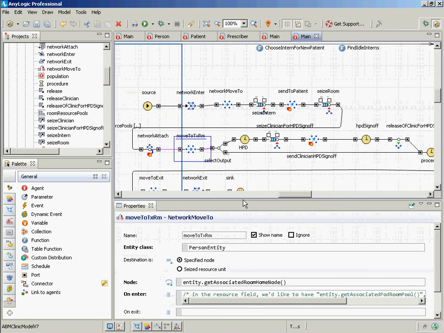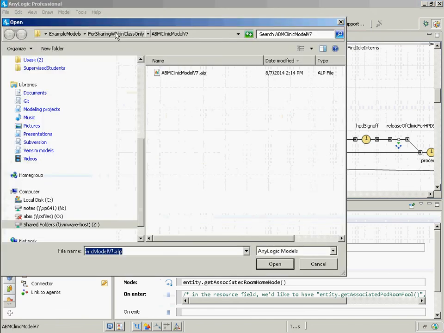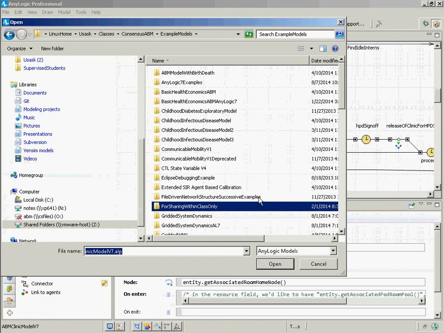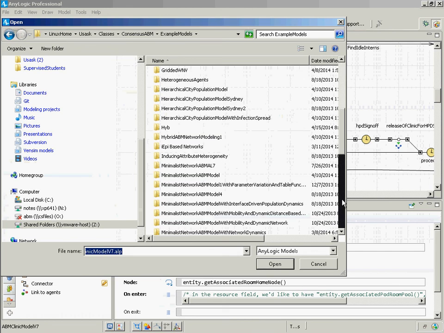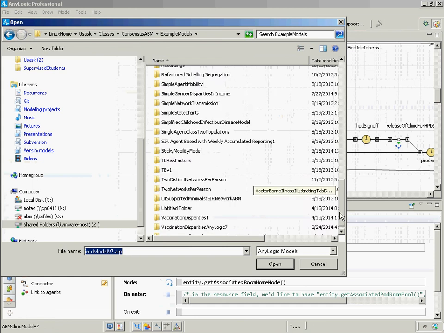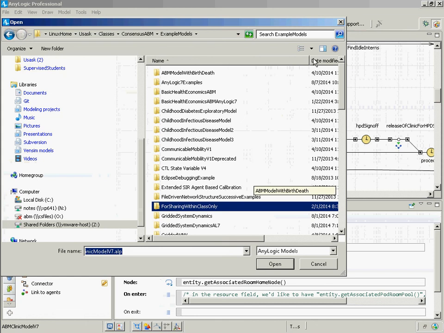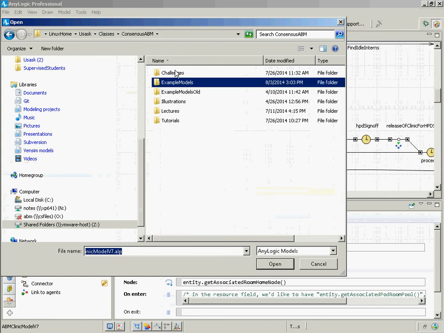But the basic idea is that you'll tell it, okay, I want to move to a certain resource. So you'll seize a resource, like you'll seize a room here, and then you'd say move to the associated seized resource, and that would move you physically to that resource according to the specified lines here. Now, AnyLogic 7 has moved beyond this.